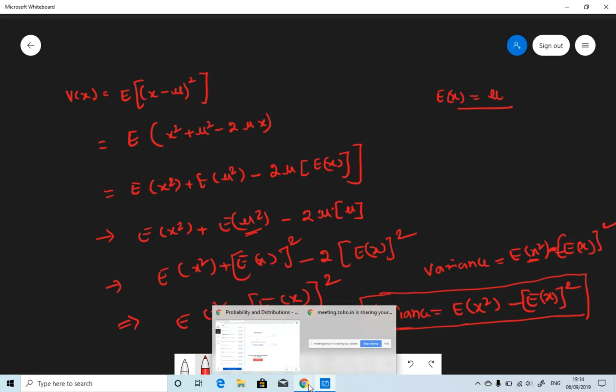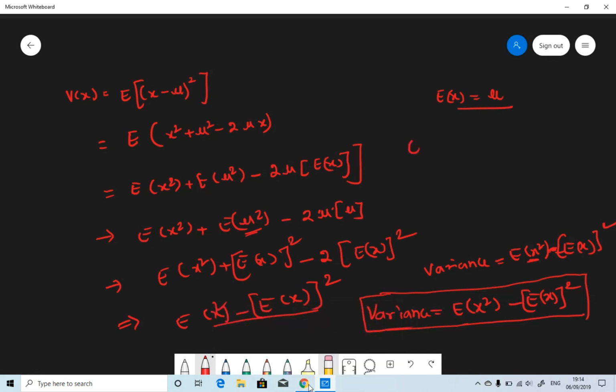Now we know the two formulas to remember. Expected value is x into p of x, and variance is e of x square minus e of x whole square. So let us extend this idea.